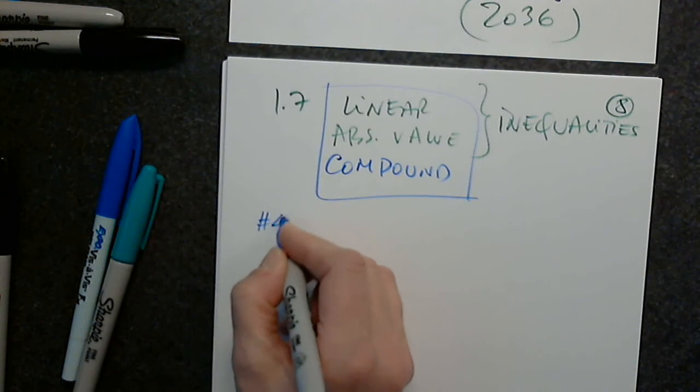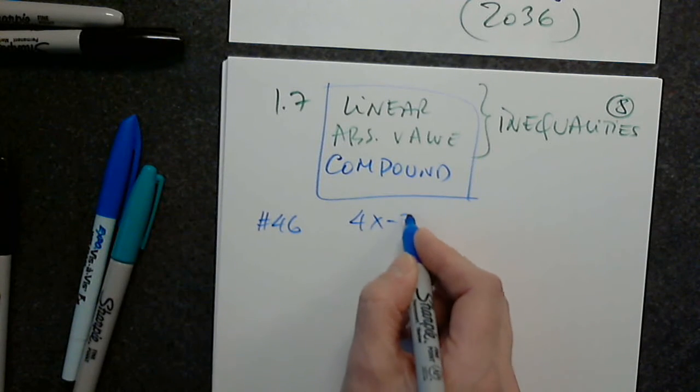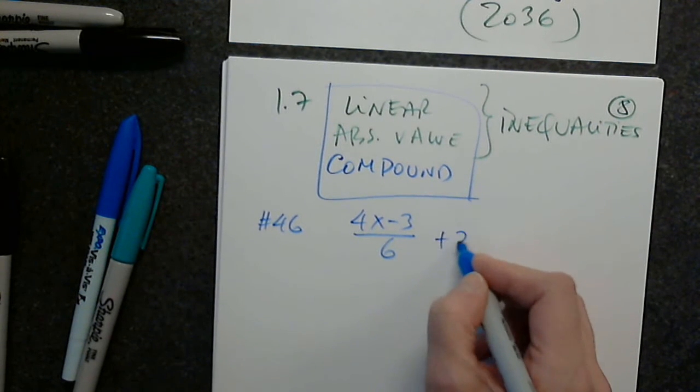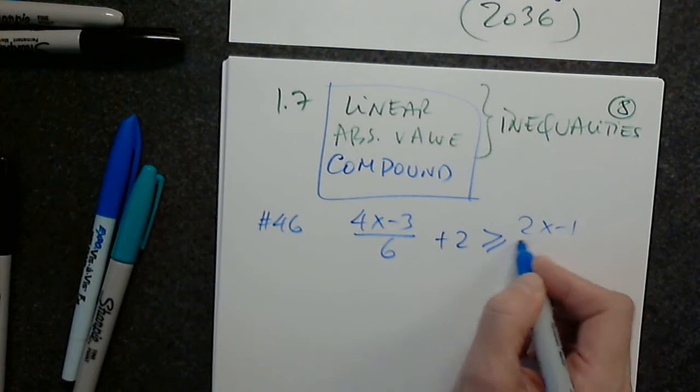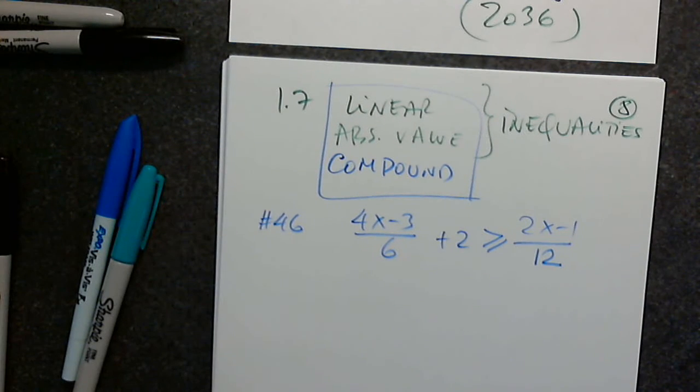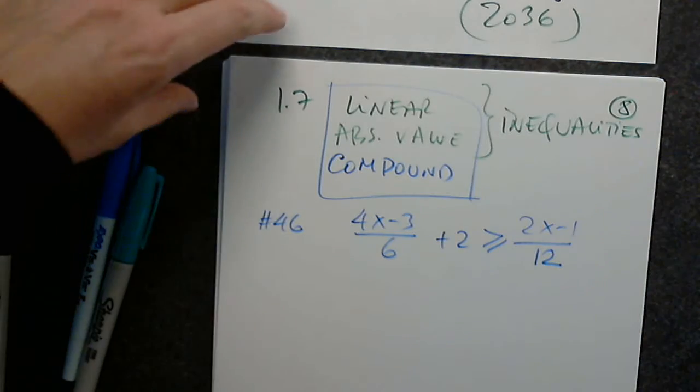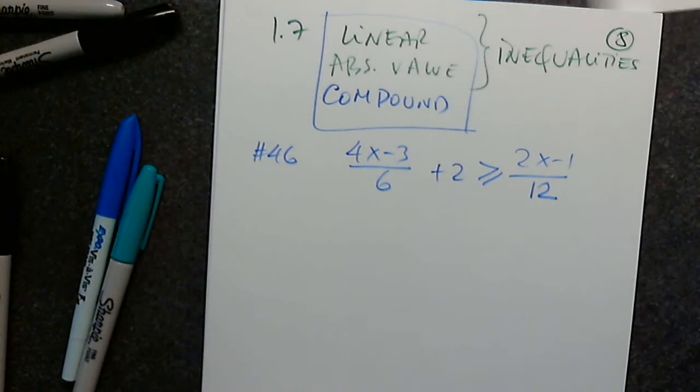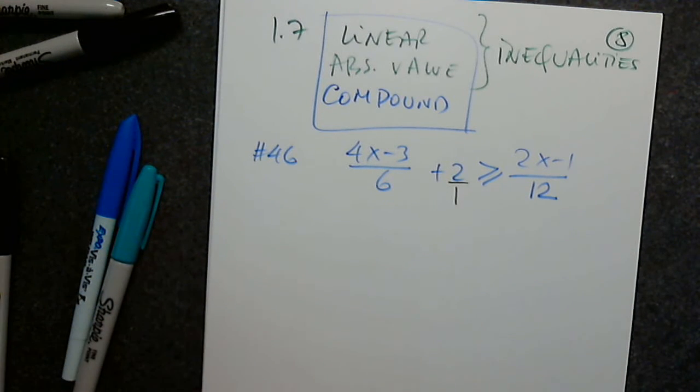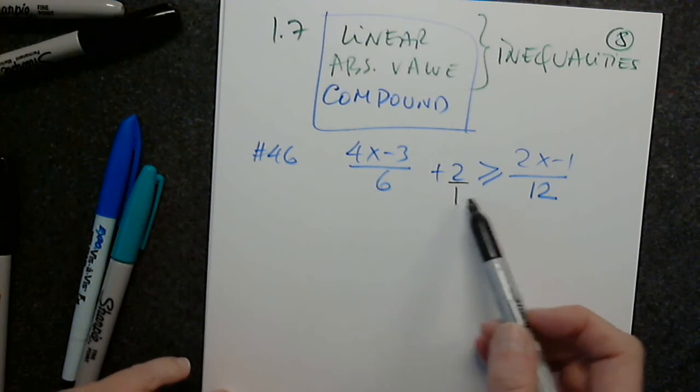Let's say 46: 4x minus 3 divided by 6 plus 2 greater or equal to 2x minus 1 divided by 12. I see how many fractions here? I see 3, with an invisible 1 in the denominator. And we need to find the least common denominator of 6, 1, and 12.